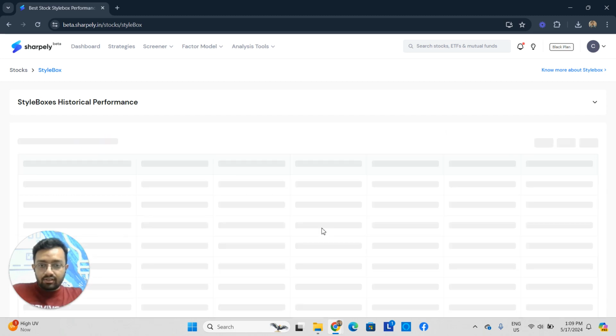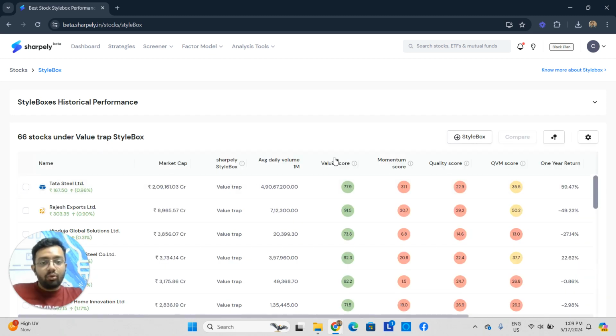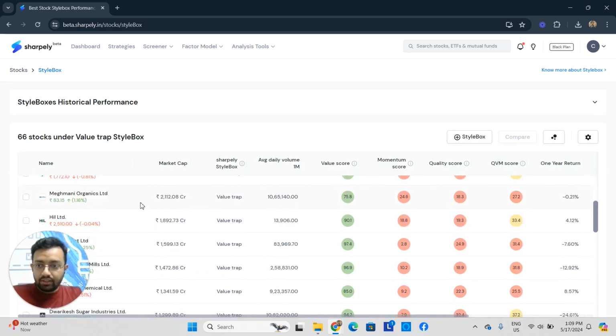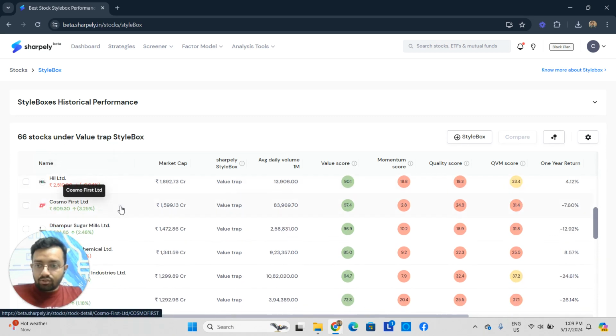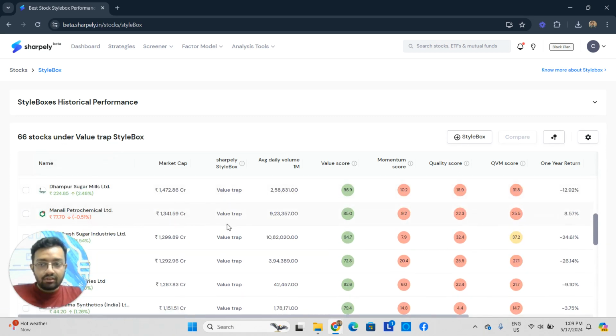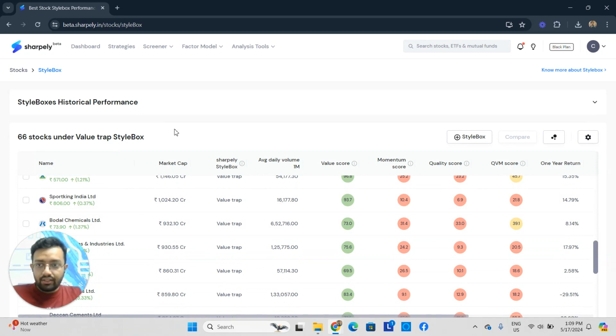The first one is value trap. In this, only the value score is high. Momentum and quality scores are low. This simply means that the stock is available at a comfortable valuation, but it is neither showing momentum nor having good quality. So these stocks may not go up. So these are the value traps. As you can see, Make Money Organics or Cosmo First. There are many names in this, right?